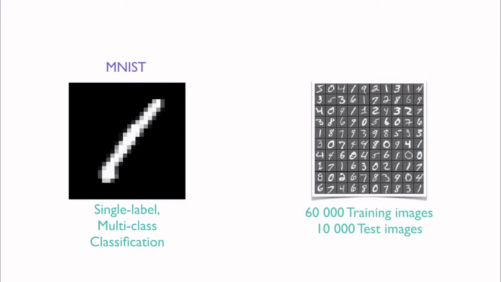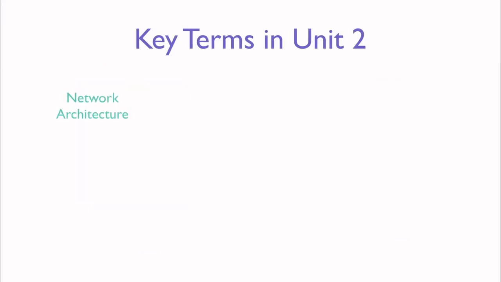The first case study is a classic in machine learning. Think of it as our hello world. It's a collection of 70,000 labeled images of handwritten digits from the US National Institute of Standards and Technology. Our goal is to train a neural network to properly classify the images.